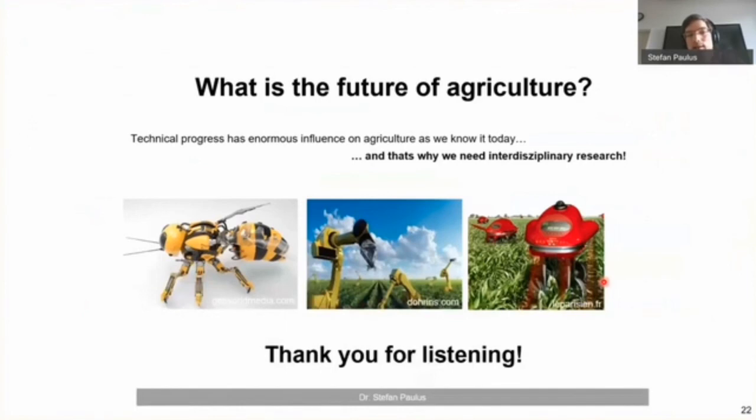So this is the future of agriculture, and the main point today, or in my talk, is that technical progress has enormous influence on agriculture as we know it today. And what you really need is interdisciplinary research. So people from different professions that work together with ideas, and the big task for the future is to combine all these together into one big solution. Yeah, thank you.